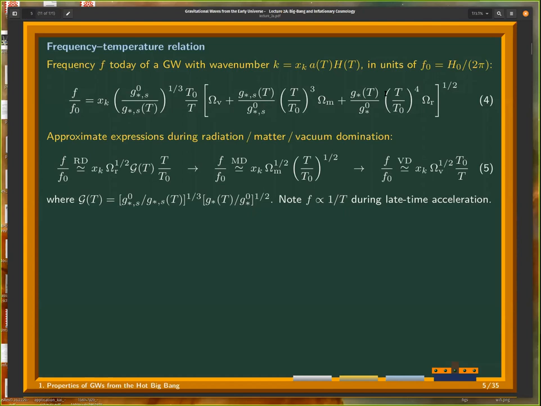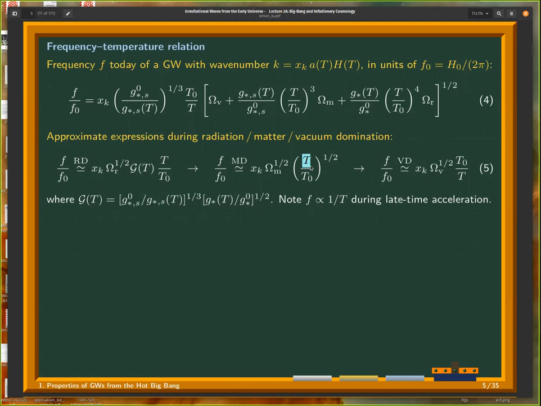Okay, so I think it's instructive to look at this relation here and evaluate this in certain limiting cases. If we go to very high temperatures, then the last term here will dominate. This just means that at very early times, at very high temperatures, the universe is dominated by relativistic radiation. So we can focus on this term in the square brackets, and we find a linear relation between frequency and temperature. Then at later times, at slightly lower temperatures, this term will dominate, and that means the universe transitions from radiation domination to matter domination. And we have this relation where the frequency goes like the square root of temperature.